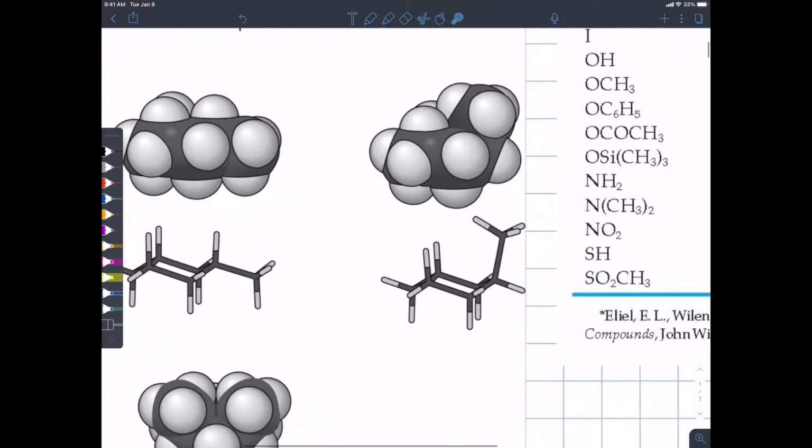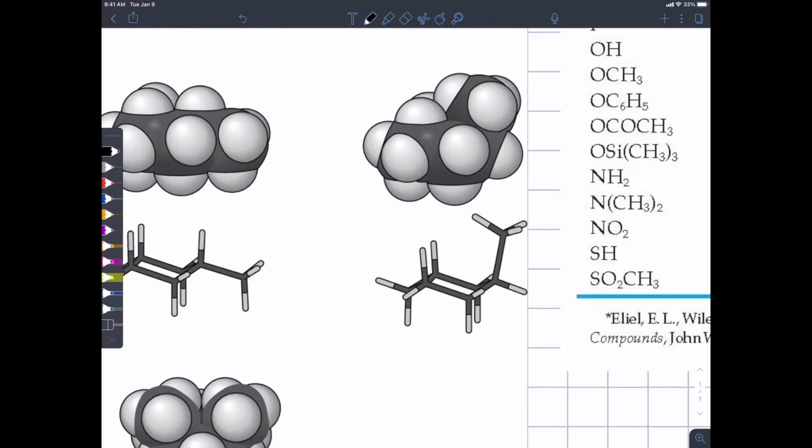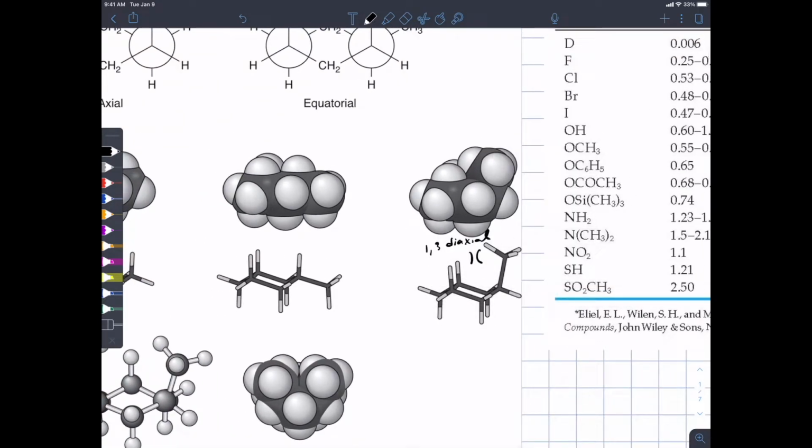Remember that the thing you're trying to avoid in an axial conformation are these diaxial interactions. They're sometimes called 1,3 diaxial interactions, and they are worse if the bonds are shorter here. If this group is out further, there's not as much steric clashing.